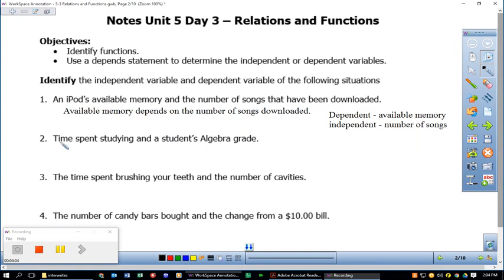So here, the time spent studying and a student's algebra grade. Let's see if we can say this one out loud. The student's algebra grade depends on the amount of time spent studying. So that means that the grade is our dependent variable. I'm going to abbreviate that. Our independent variable is the time spent studying.